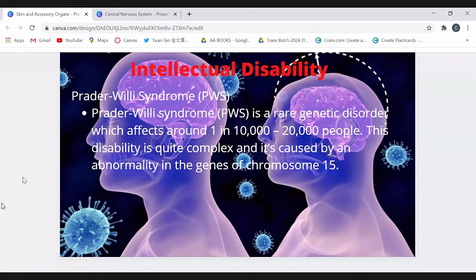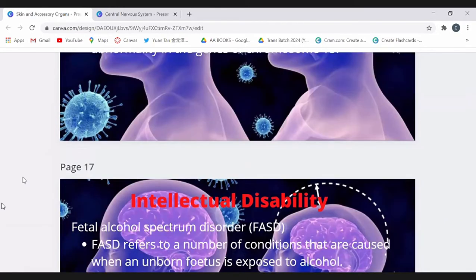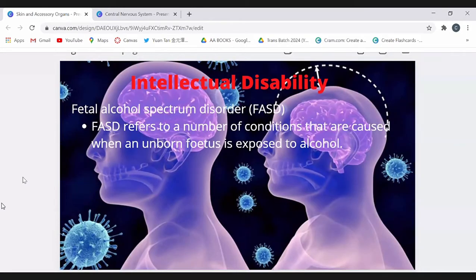We have the Prader-Willi syndrome. It's also a rare genetic disorder that affects around 1 in 10,000 to 20,000 people. Disability is quite complex and is caused by an abnormality in the genes of chromosome 15. Next slide, please. For the fetal alcohol spectrum disorder, this refers to a number of conditions that are caused when an unborn fetus is exposed to alcohol. Next slide, please.